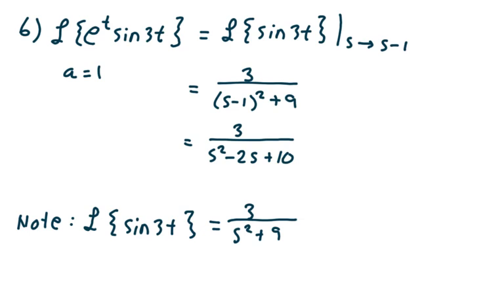Example 6. So suppose we want the Laplace transform of e to the t times sine of 3t. Now, down below, notice how I wrote the Laplace transform of sine of 3t is 3 over s squared plus 9. So the Laplace transform of e to the t sine of 3t is the Laplace transform of sine of 3t where s gets replaced with s minus 1. And so this is 3 over s minus 1 squared plus 9. But remember, s minus 1 squared is s squared minus 2s plus 1. And when I put that together, I get 3 over s squared minus 2s plus 10. And that's because 1 plus 9 is 10, and hence I'm finished.